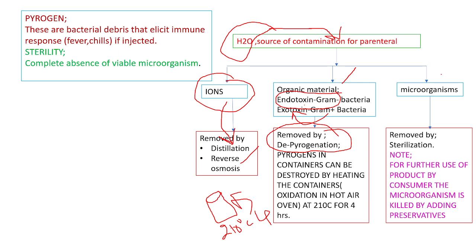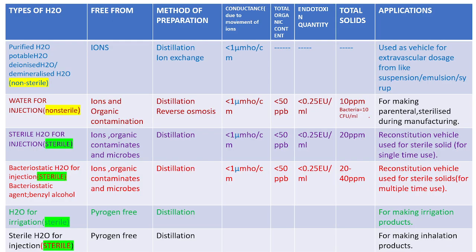Next, the same water also contains microorganisms. How can we remove the microorganisms? By the sterilization process. For multiple use of a product, in the case of vials, we can use preservatives. If we have added preservatives into the vials for multiple dose forms, the microorganisms can be killed by the preservatives. Next, there are different kinds of water available.